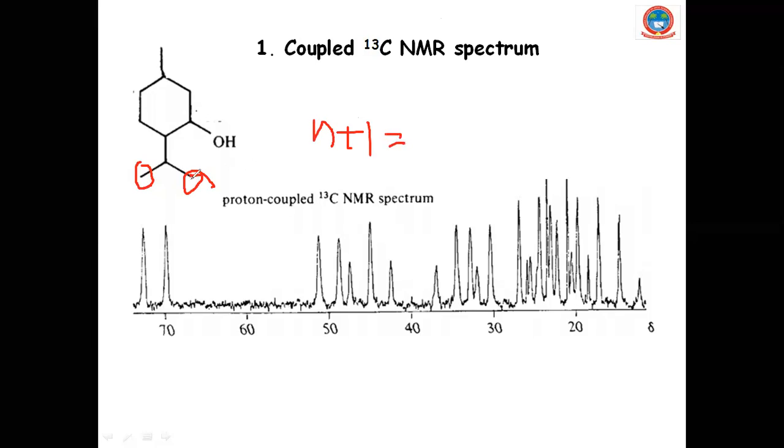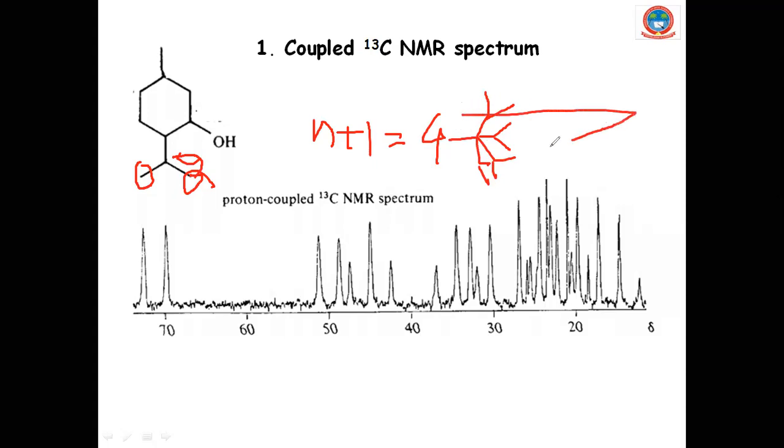So this carbon will couple with the CH3, and the N plus 1 rule means 4 lines. Four. That is the direct coupling. But it will also couple with the neighboring proton. Which one? The CH. Yes. So then each quartet that comes will split into two lines, a doublet, and like this. Overall, what will you get? You will get a broad peak like this. This is a broad peak, which means this is a highly coupled spectrum.